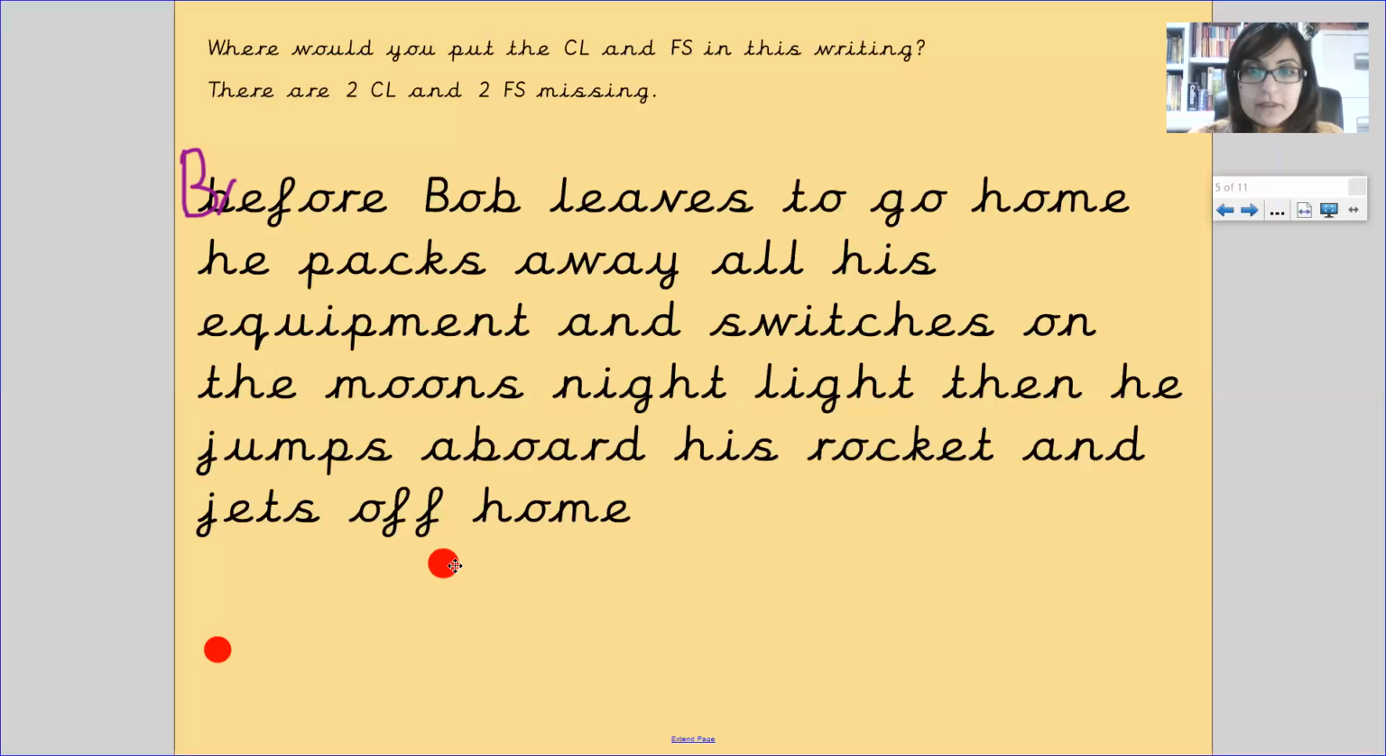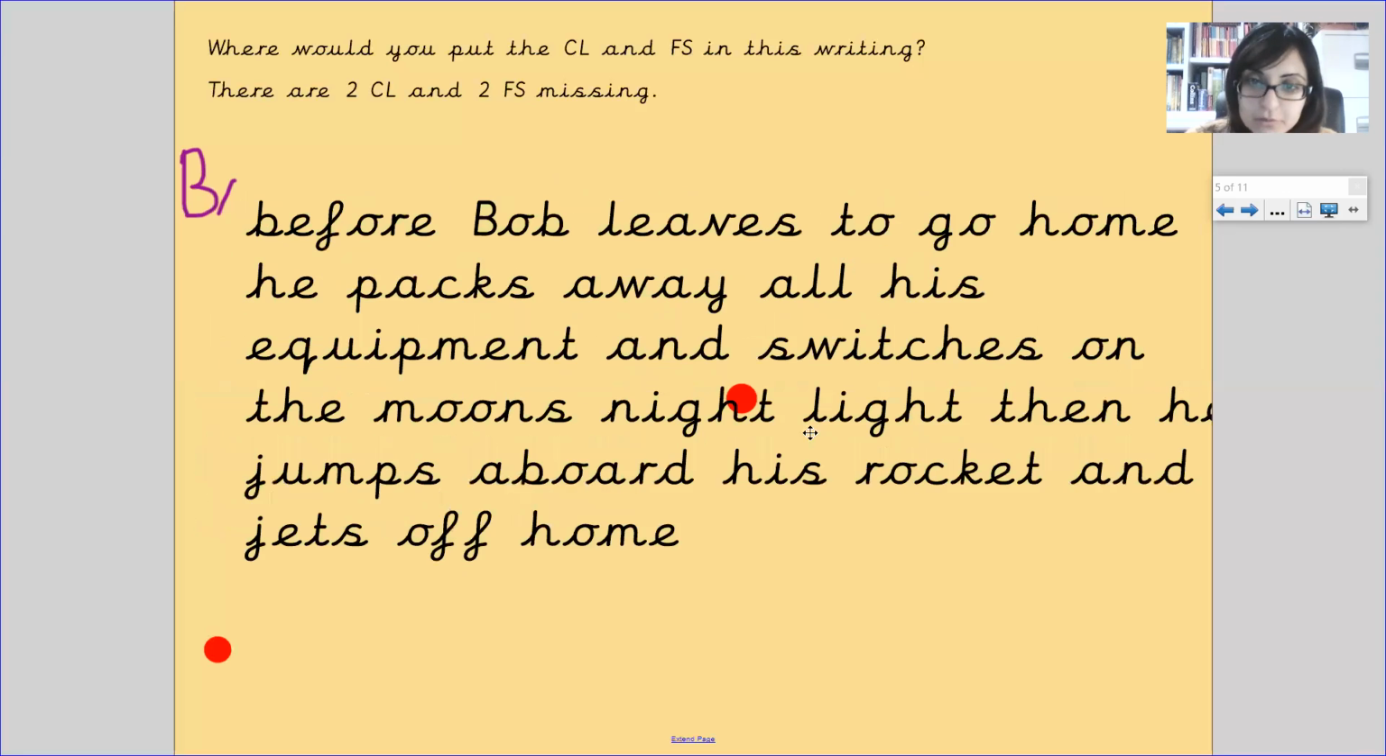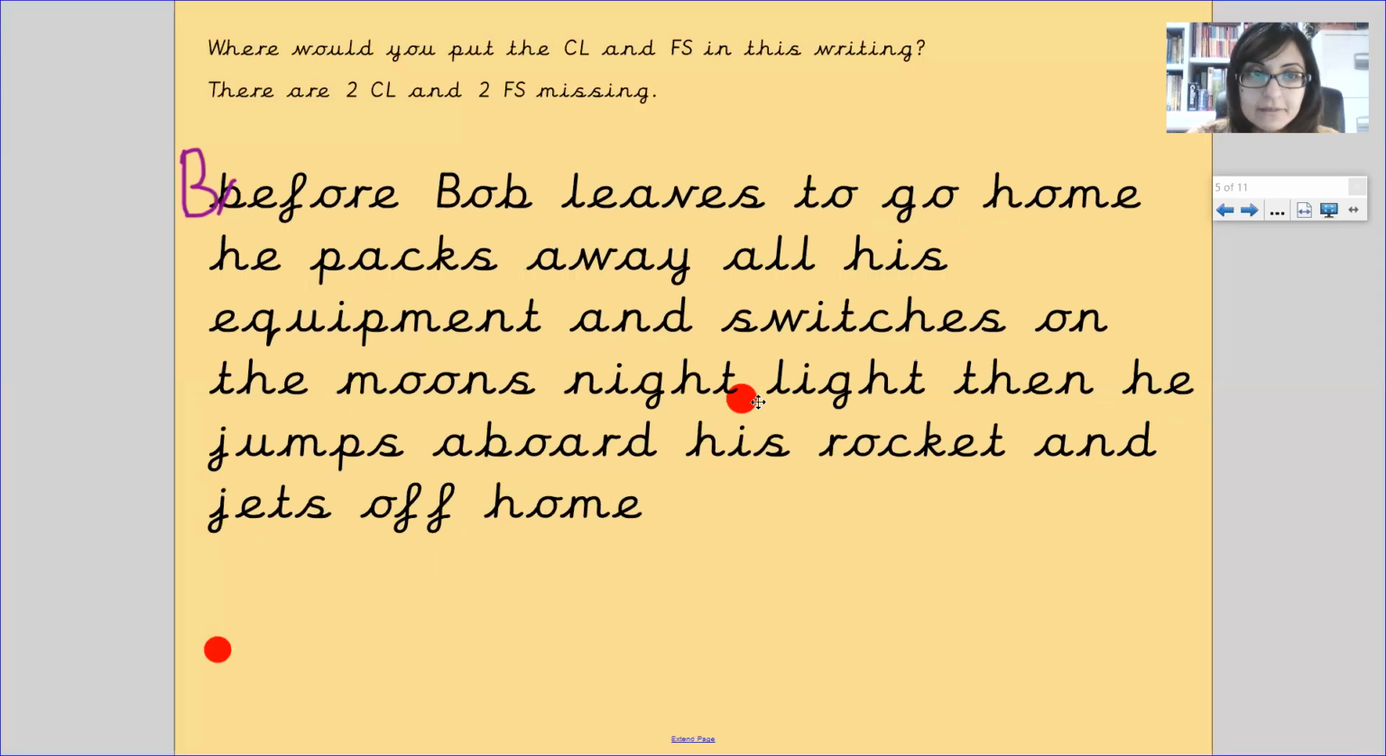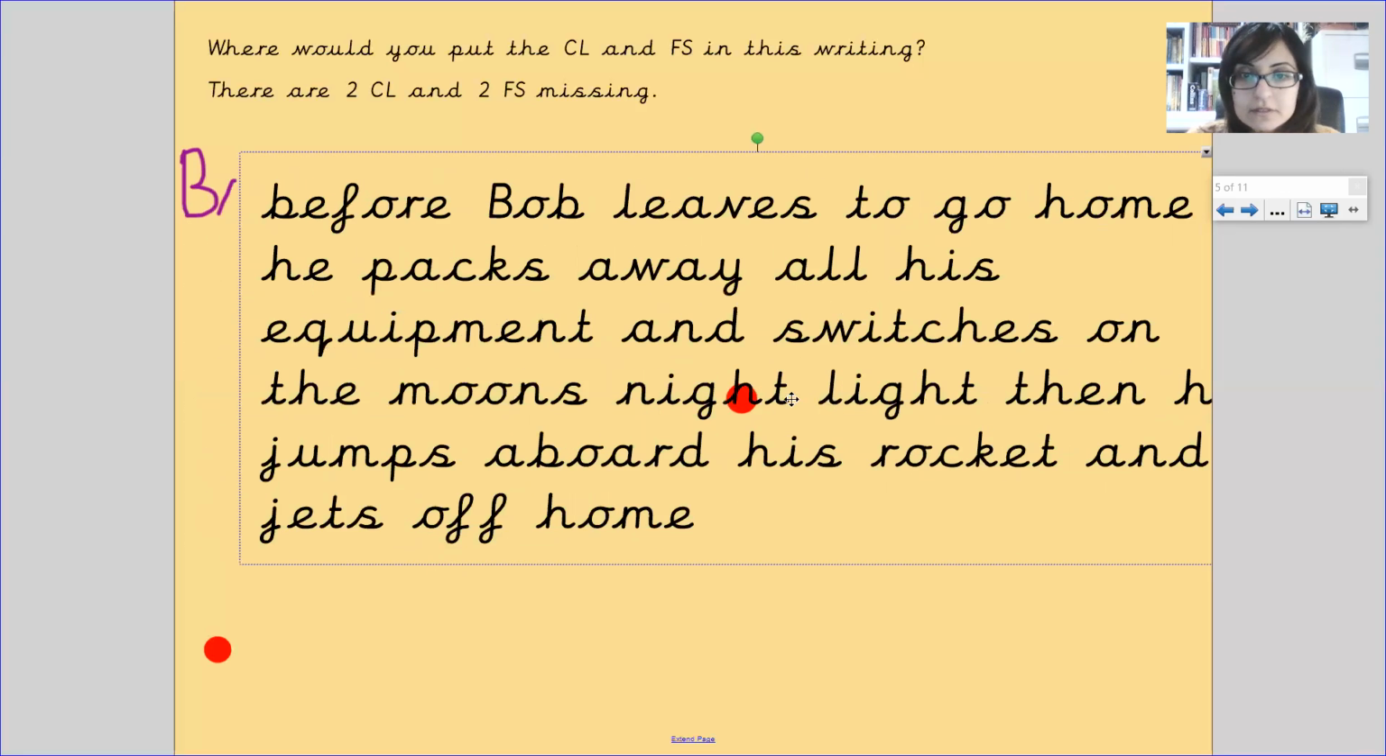Right, here we go. Before Bob leaves to go home, he packs away all his equipment and switches on the moon's nightlight. Then he jumps aboard his rocket and jets off home. Where do you think it might go? Let's put it here. Does this make sense? Before Bob leaves to go home, he packs away all his equipment and switches on the moon's night. Oh, that doesn't make sense. Let's move it across. Here we go. Let's move the full stop across.